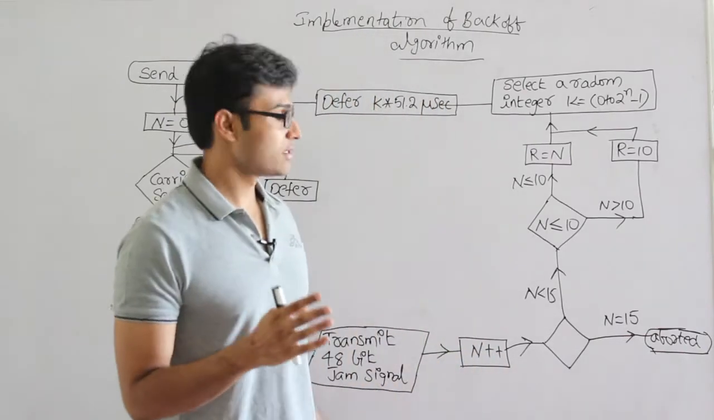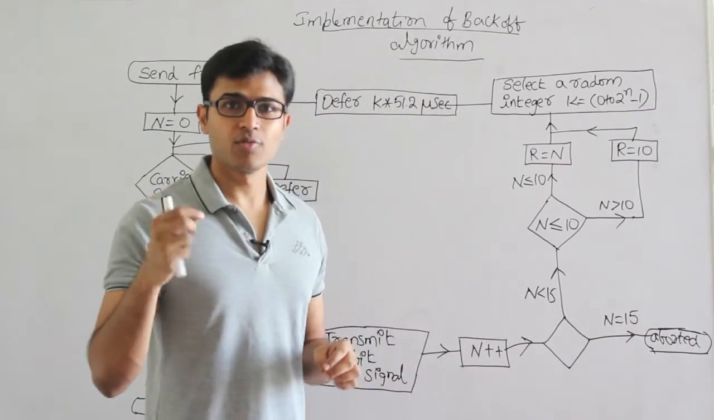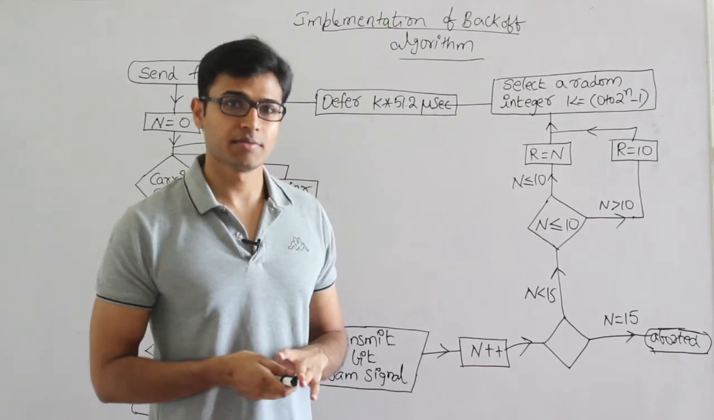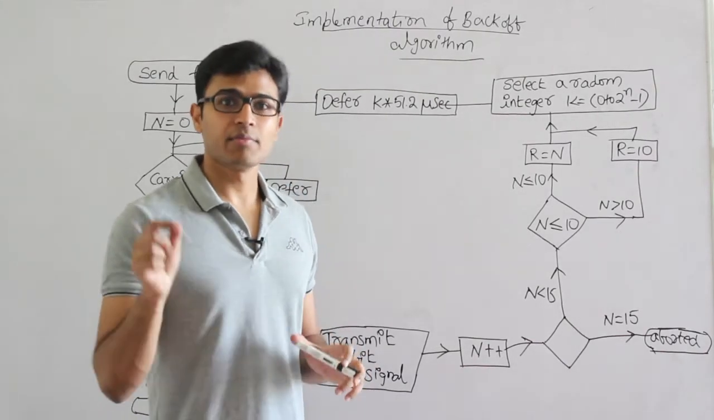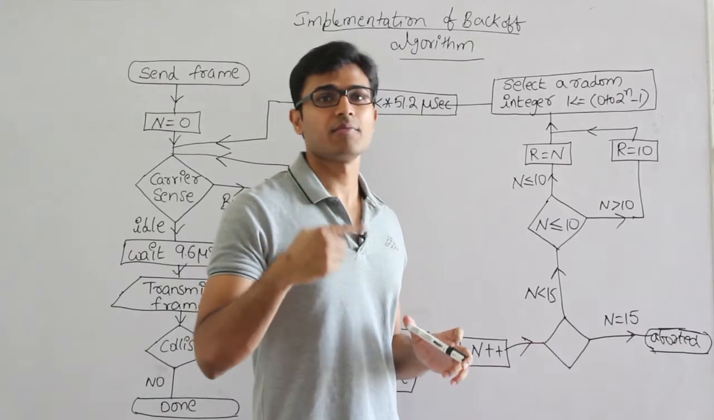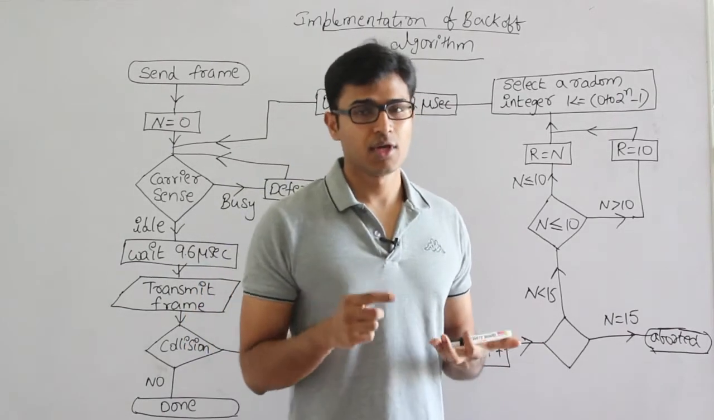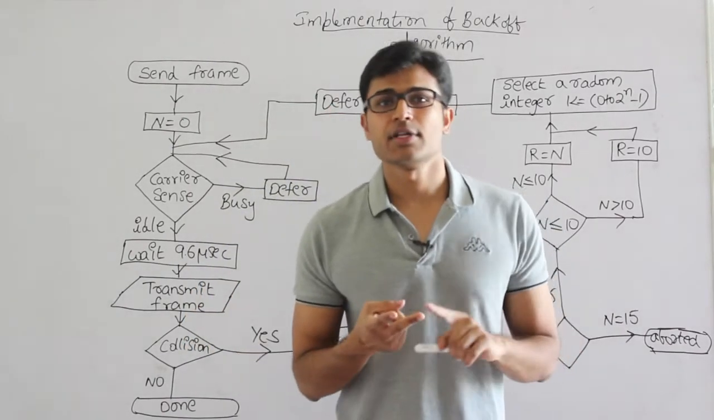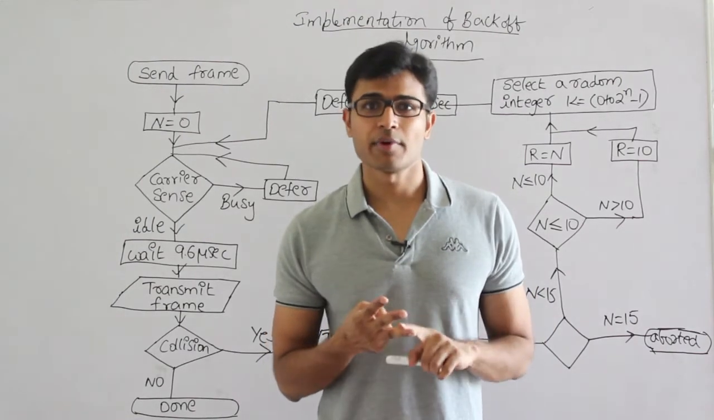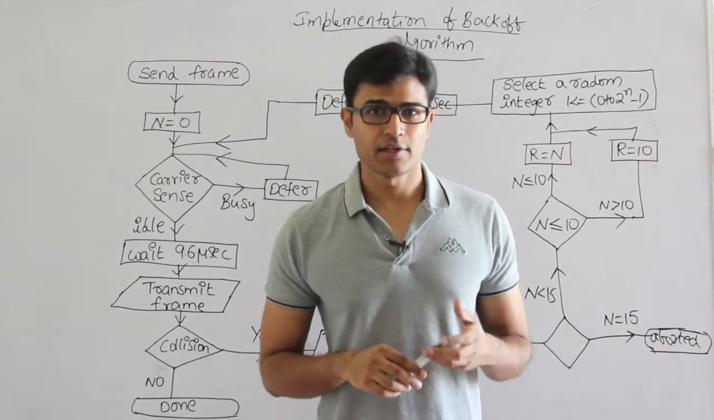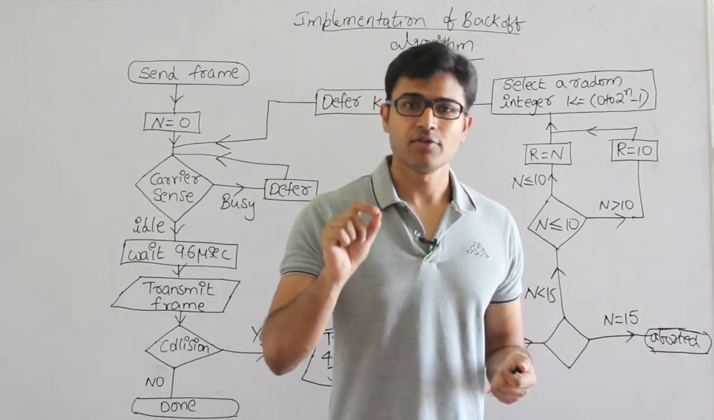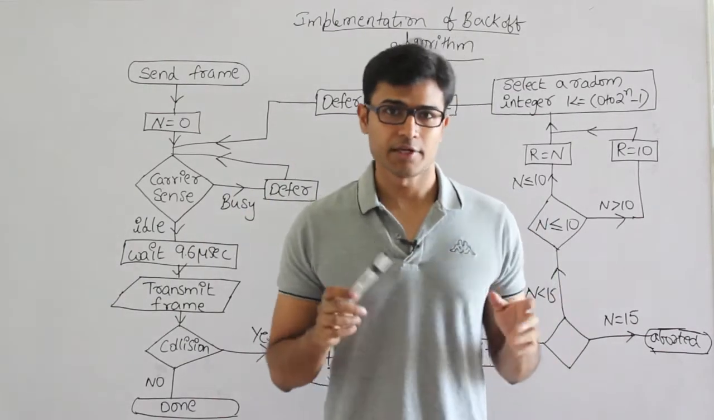But still it is worth looking at, so that it will give you more insight into how the back-off algorithm is implemented. And remember that the numbers I use here vary from LAN to LAN. They depend on the bandwidth, the length of the LAN, the propagation delay, and various factors. But anyway, I am assuming it is only for one particular LAN. Keep that in mind.